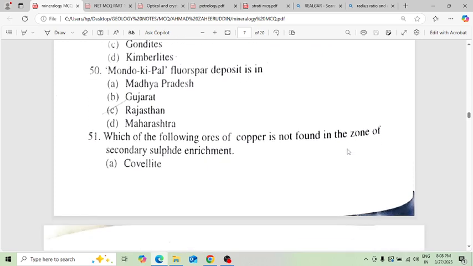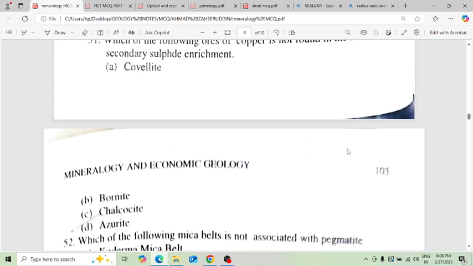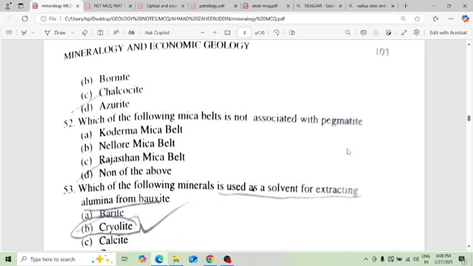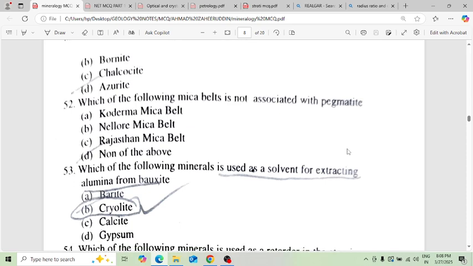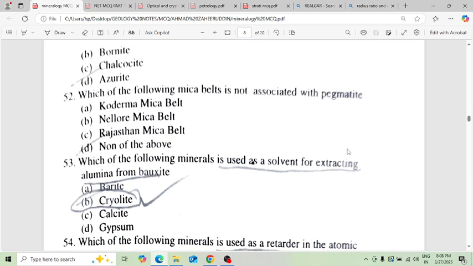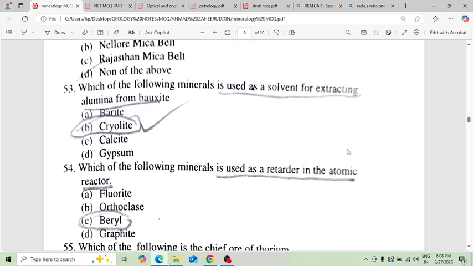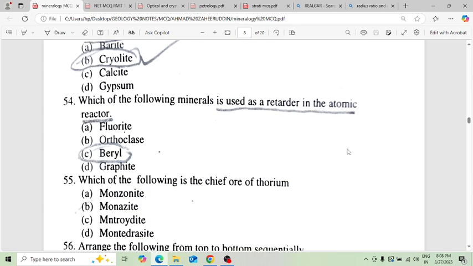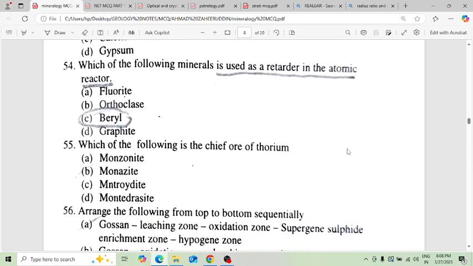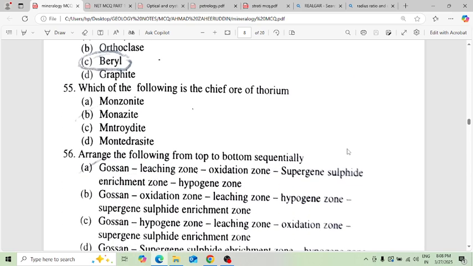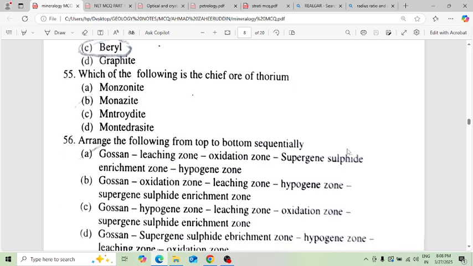Which of the following ores of copper is not found in the zone of secondary sulfide enrichment? Azurite. Which of the following mica belts is not associated with pegmatite? Kodarma mica belt, Nellore mica belt, Rajasthan mica belt. Which of the following minerals is used as a solvent for extracting alumina from bauxite? Cryolite. Which of the following minerals is used as a moderator in the atomic reactor? Beryl. Which of the following is the chief ore of thorium? Monazite. Arrange the following from top to bottom sequentially: gossan, leaching zone, oxidation zone, supergene sulfide enrichment zone, hypogene zone.